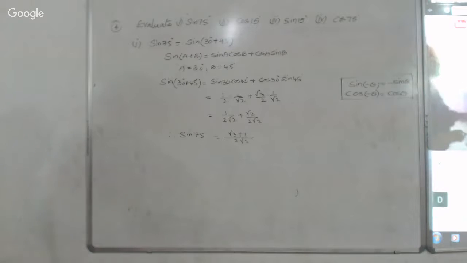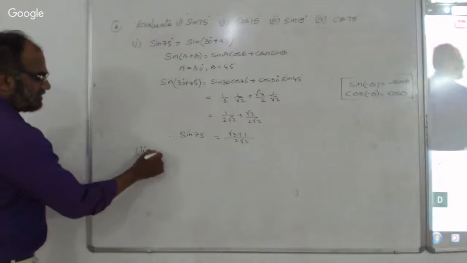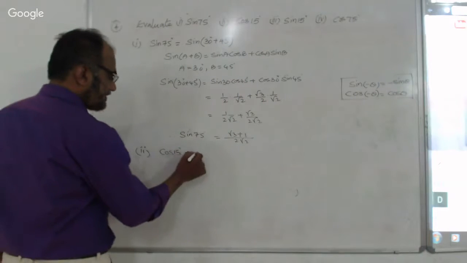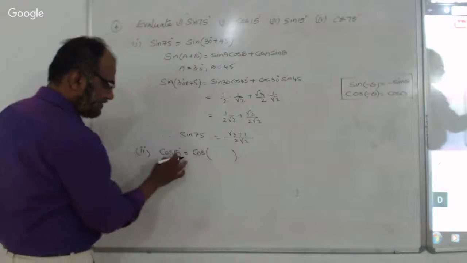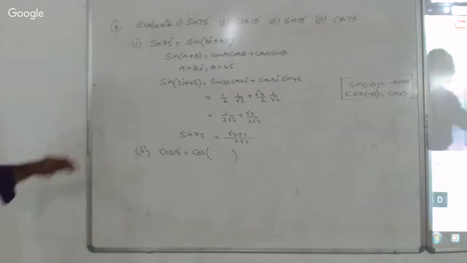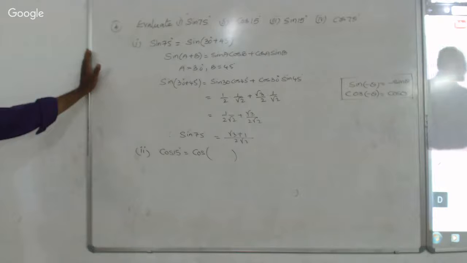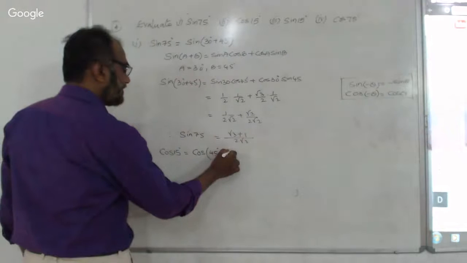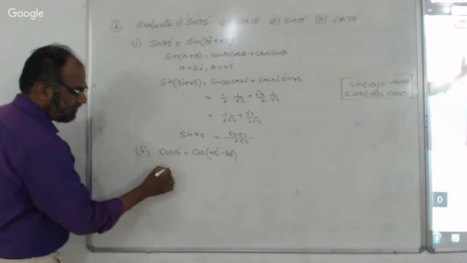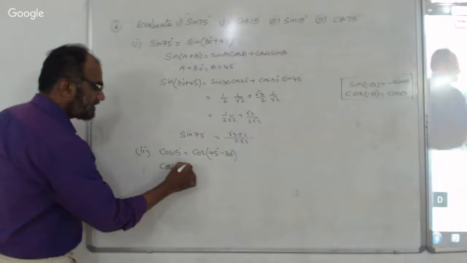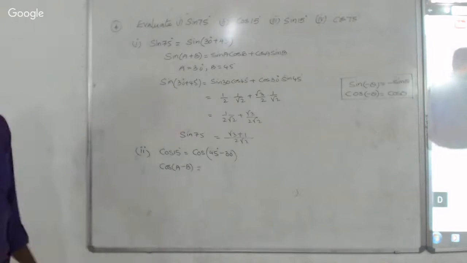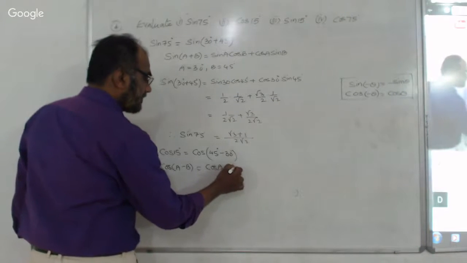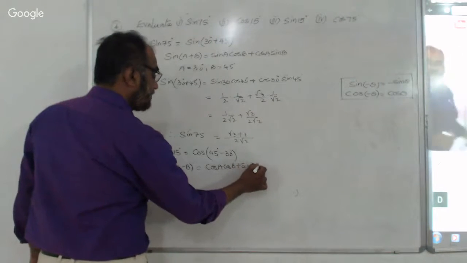Now, the second one is cos 15. How to write this 15? 15 can be written as 45 minus 30. Right, exactly. Now it is in the cos A minus B form. Already just now we proved it. What is cos A minus B? Yes, cos A minus B is cos A cos B plus sin A sin B.